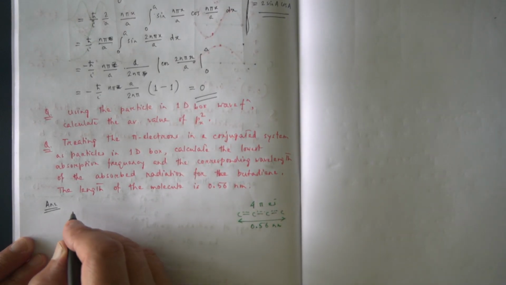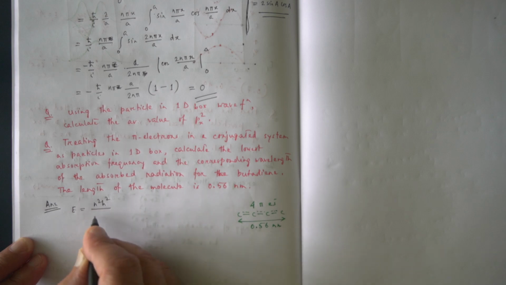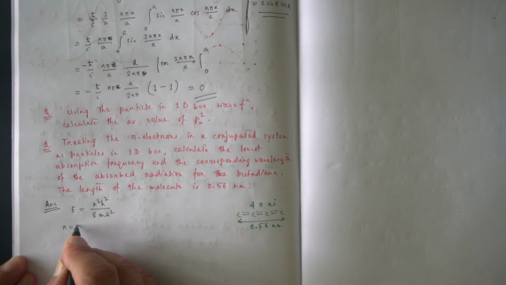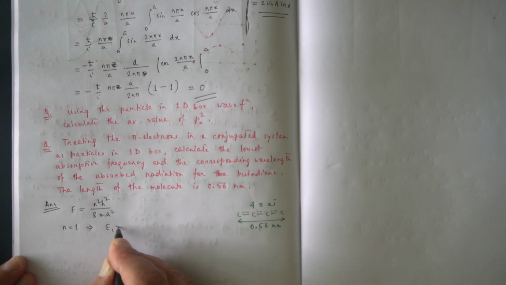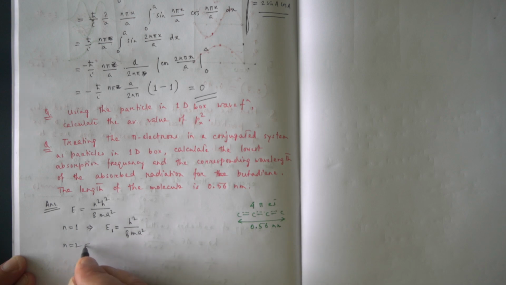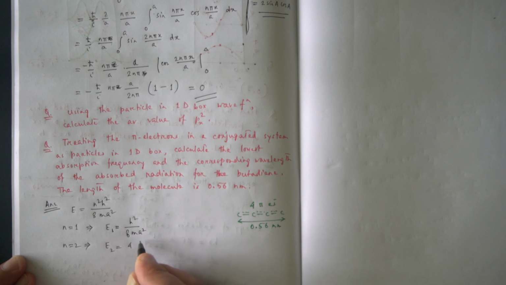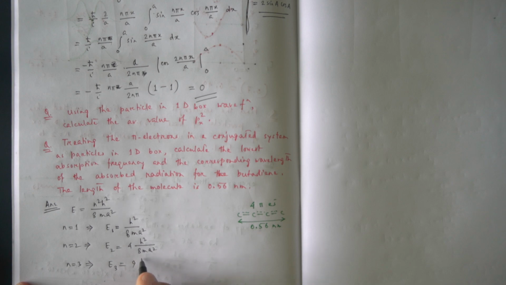The energy expression is n square h square by 8 m a square. For n equal to 1, energy E1 equals h square by 8 m a square. For n equal to 2, energy E2 equals 4h square by 8 m a square. For n equal to 3, energy E3 equals 9h square by 8 m a square.